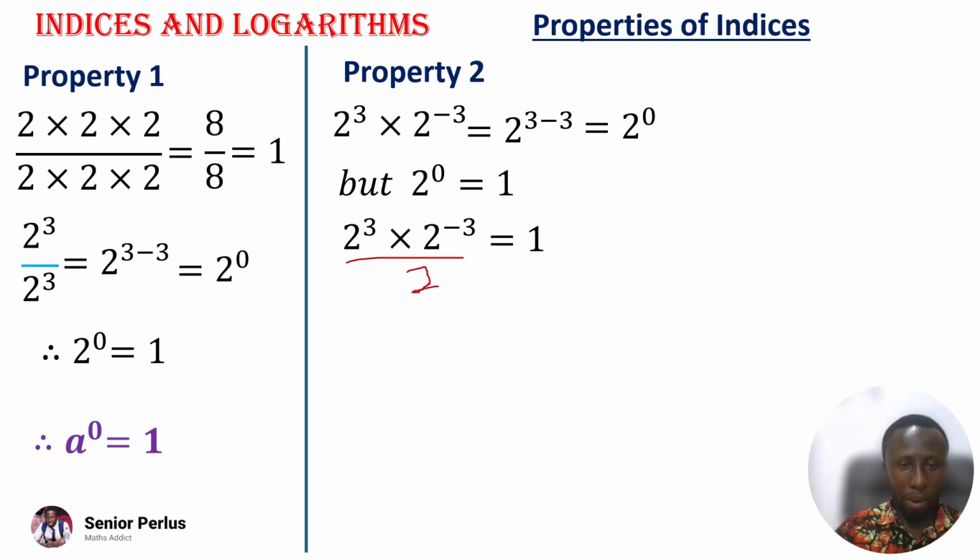So I'll divide both sides by 2 to the power 3. Then I'll divide here by 2 to the power 3, so that this will cancel. So this is what I'm saying. So 2 to the power minus 3 is this. This is what we have. Good.